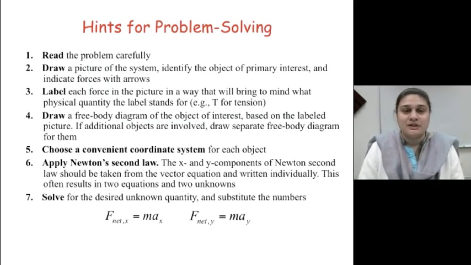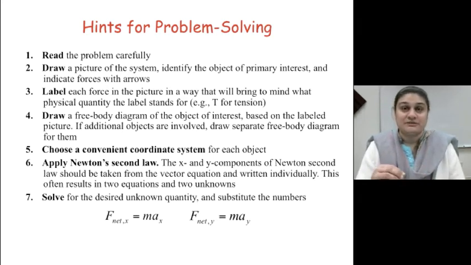As always, read the problem very carefully, draw a picture of the system, identify the object of primary interest, and indicate the forces with arrows. Label each force quantity in the picture in such a way that you will remember or recognize what each physical label stands for. For example, T stands for tension. Draw a free body diagram of the object of interest based on the labels of the picture.